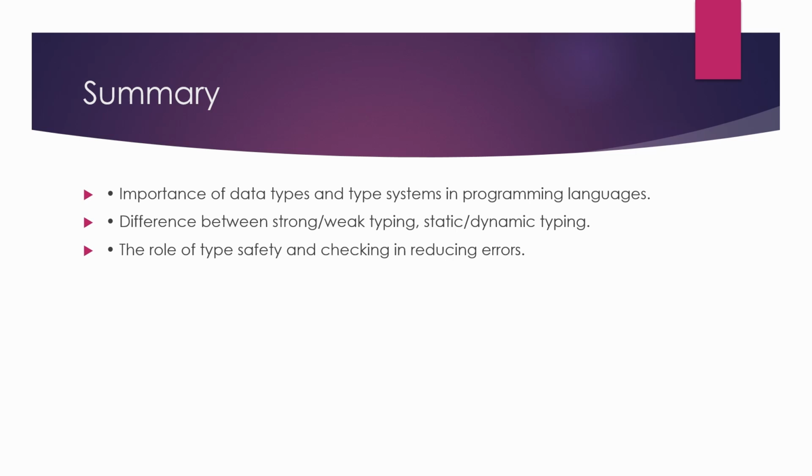To summarize, data types and type systems are essential for ensuring that your code is correct, efficient, and safe. We discussed the differences between strong and weak typing, static and dynamic typing, and how type checking, inference, and nullable types contribute to robust programming.